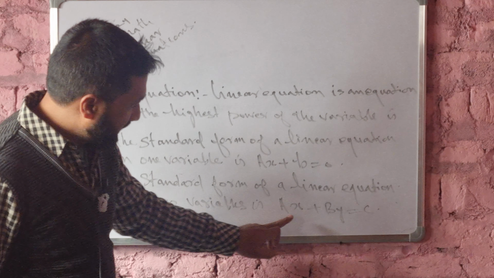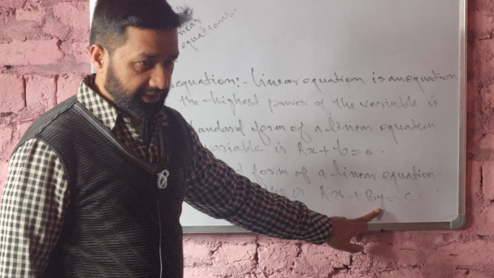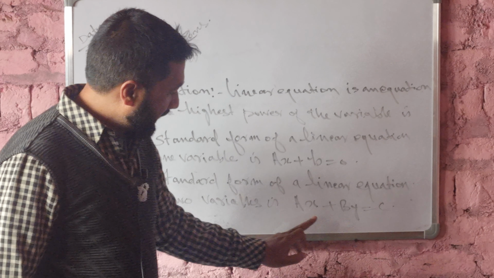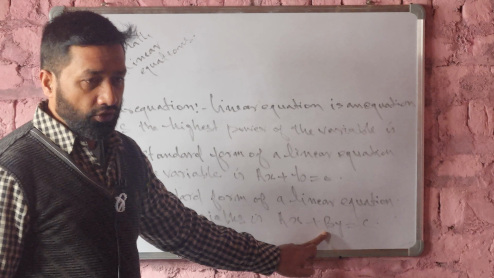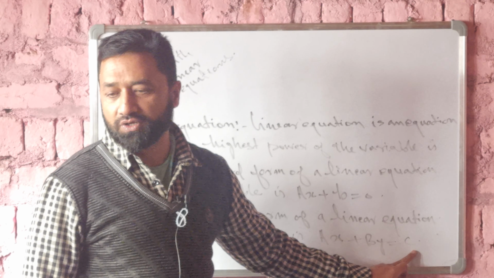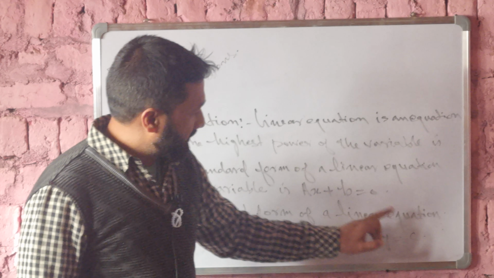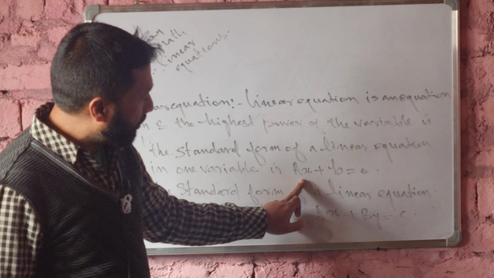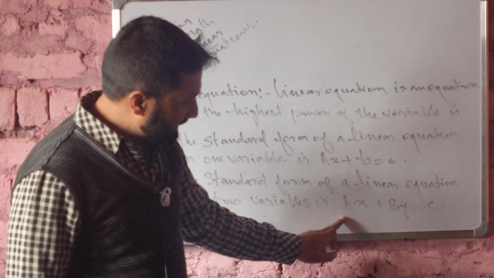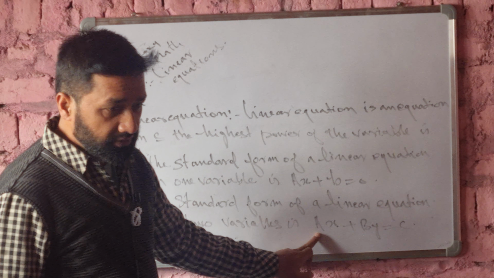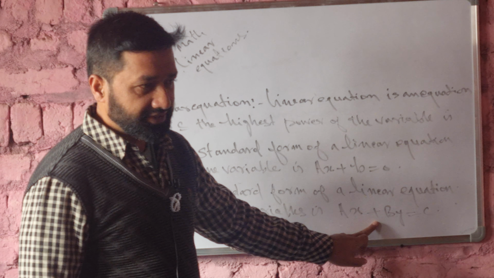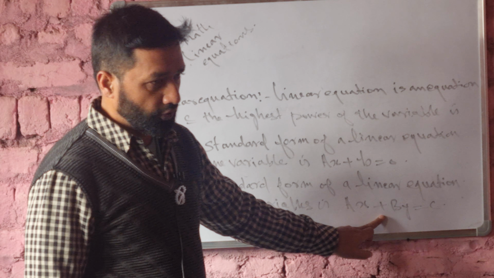Okay, here x and y are variables. Remember this very clearly: x and y are variables, and a and b are the coefficients of x and y respectively, and c is the constant term. This is the standard form of a linear equation in one variable, and this is the standard form of a linear equation in two variables. Did you understand it up to here? Yes, sir. Do you want me to repeat anything?